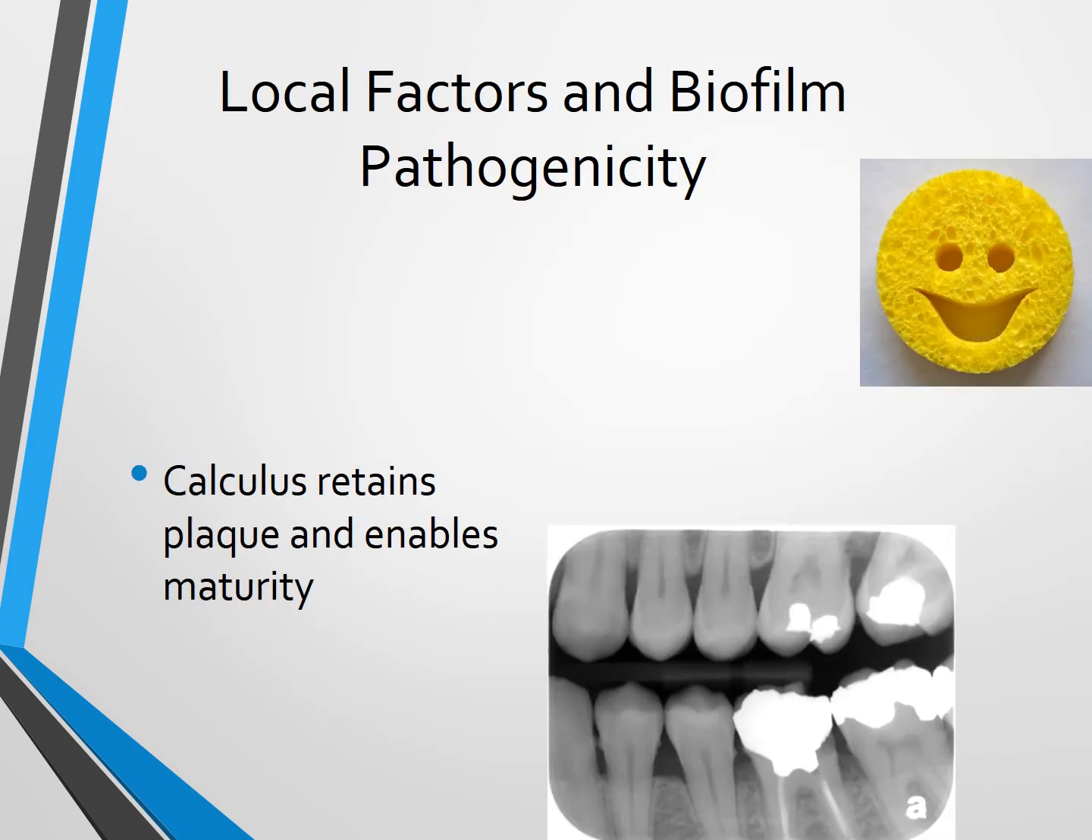In viewing local factors and biofilm pathogenicity, we have to look at what type of things would actually retain microbial plaque or the biofilm. Well, calculus is one of the major substances that retains plaque and enables the maturity of the plaque. If you look at this smiley face, which is symbolic of calculus because of its porous nature, that means that any of the biofilm or microbial plaque can basically embed themselves in any of these openings.